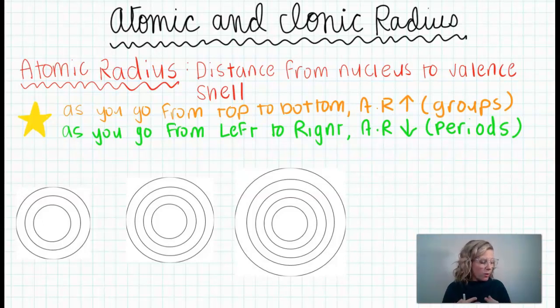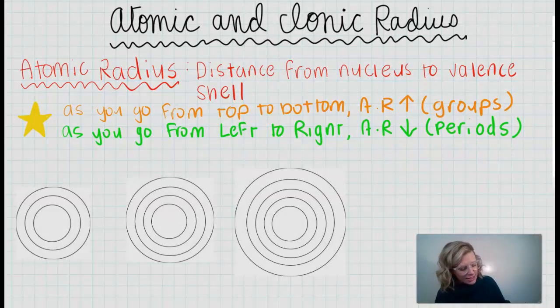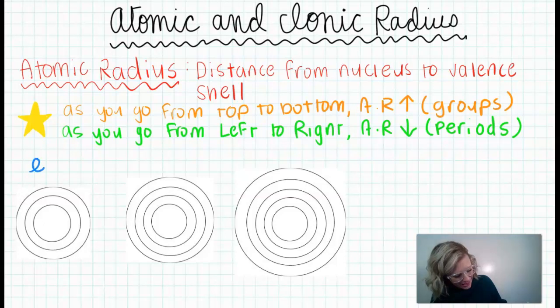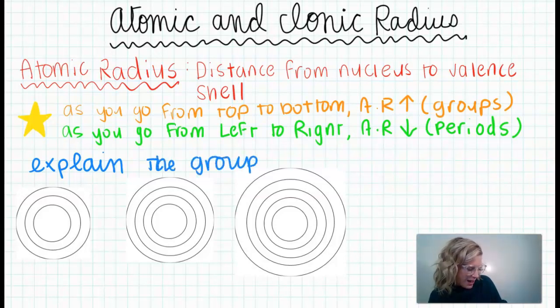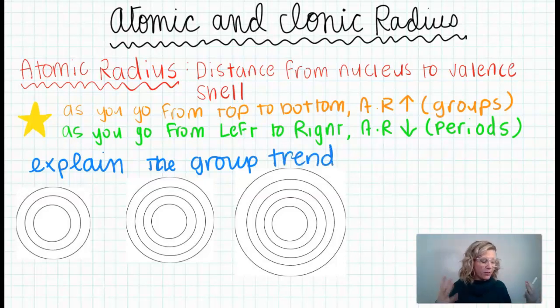Now, a lot of you submitted questions from my earlier classes, at least the ones that I've had the chance to read, just asking, why is this the case? So what I want to spend some time quickly on is going over why we see these trends that we do. We're going to start first with groups, then go to periods. So let's again first start with groups. Let's explain the group trend. And I think that this one is, of course, the easier one to understand because it's very visual.